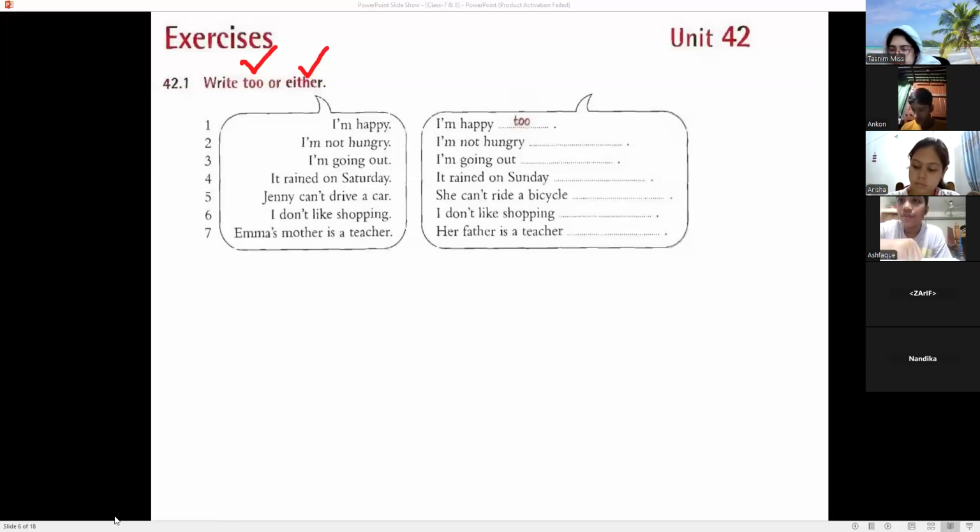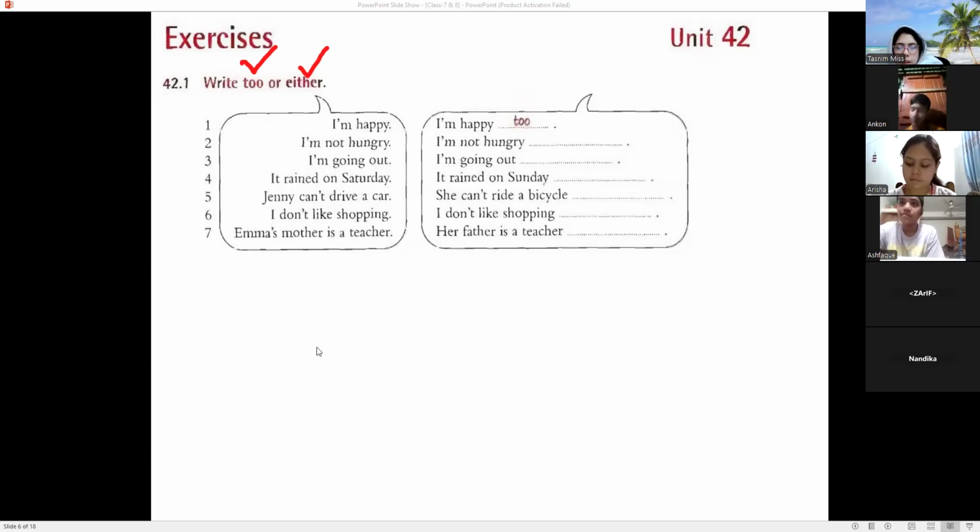Done, Ashfaq? Miss, I write down all the answer. Just write down the answer. Two, either, like this. Miss, done. Done.